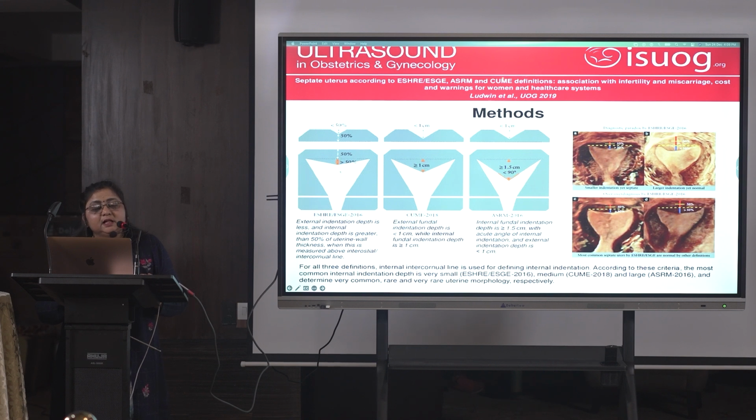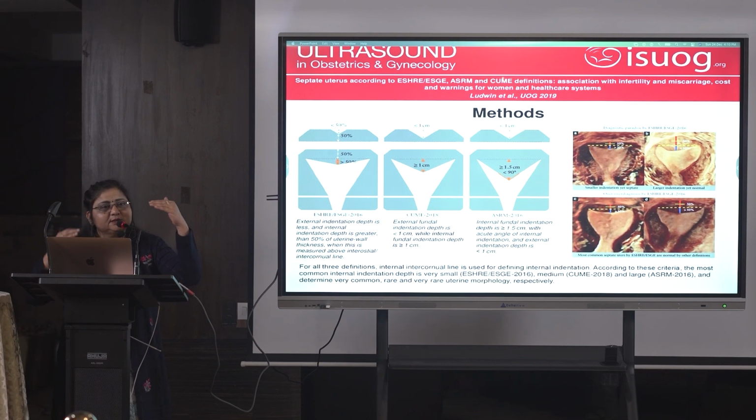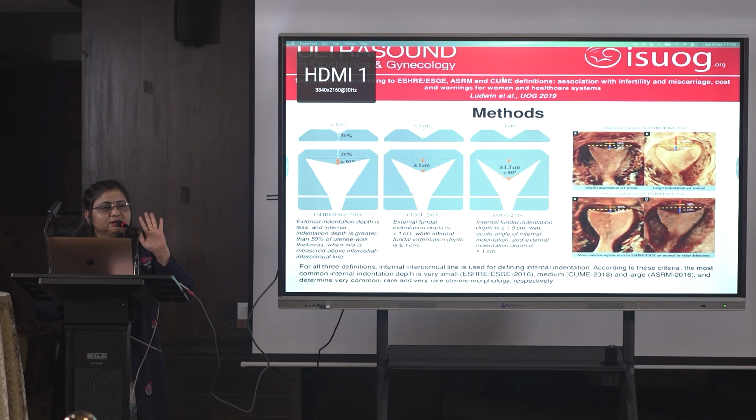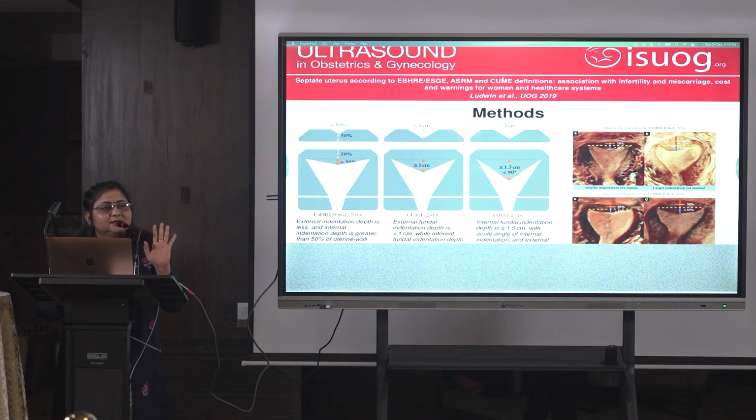So what was happening is, if it was an arcuate uterus, this ESHRE classification was telling that it is a septate uterus. So prevalence was high. Suppose it is an arcuate uterus, dipping is only less, angle is obtuse. So ESHRE classification is telling that it is a septate uterus because it is more than 50% of the uterine wall thickness. Then ASRM, what they are telling is, if the indentation is 1 centimeter also, they are not telling it is septate. So they are not treating it. So a lot of patients are not treated.